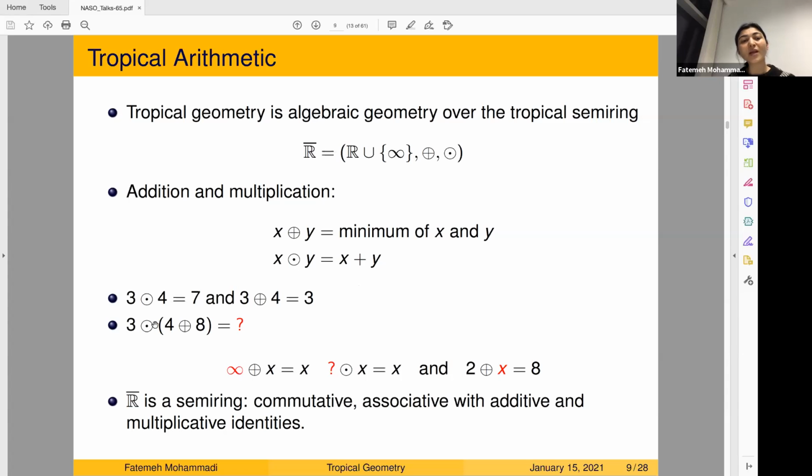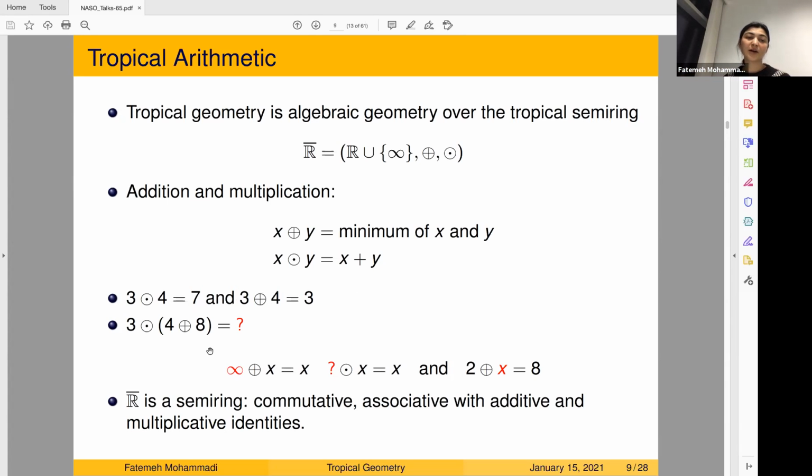Okay, so here's an example. If I take 3 and 4 and consider their tropical multiplication, that means I have to sum them up. So I get 3 plus 4, which is 7. And if I consider their tropical sum, that means I need to take the minimum, which would be 3.